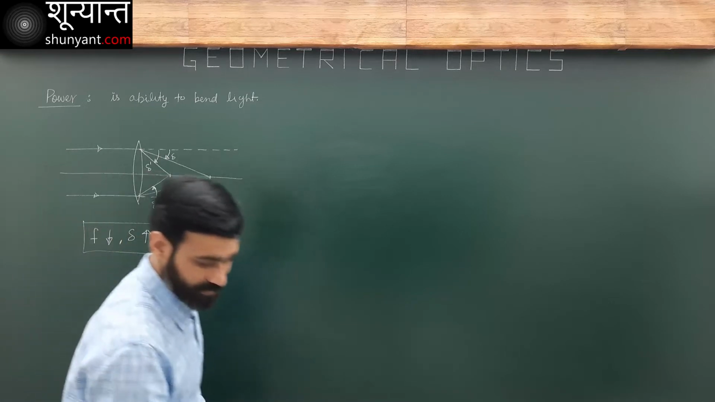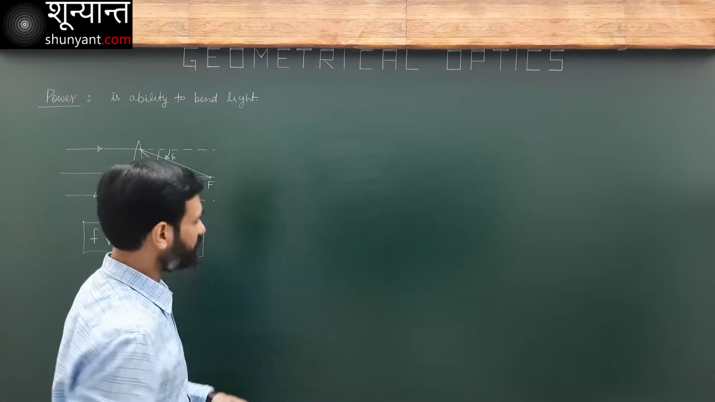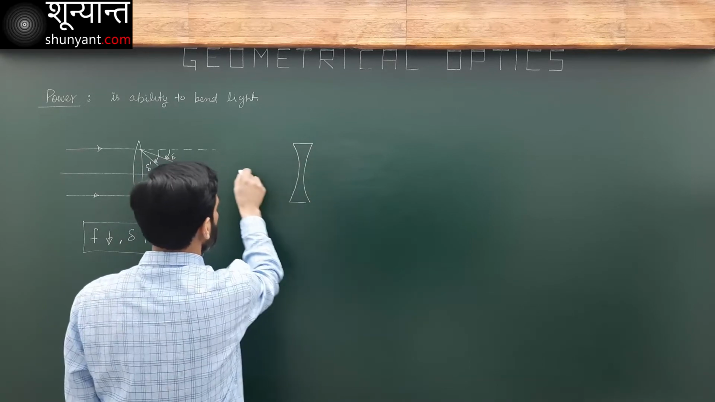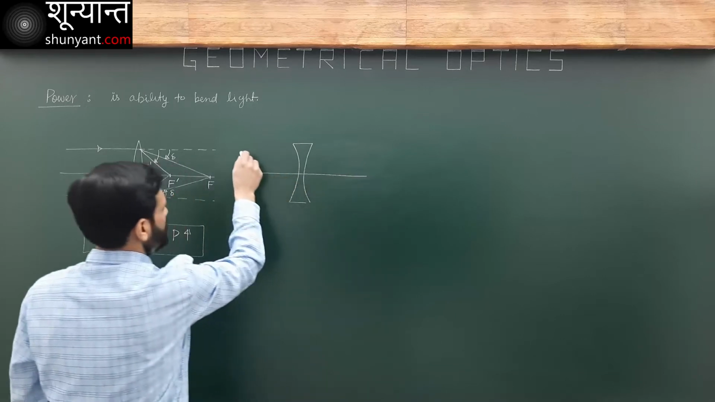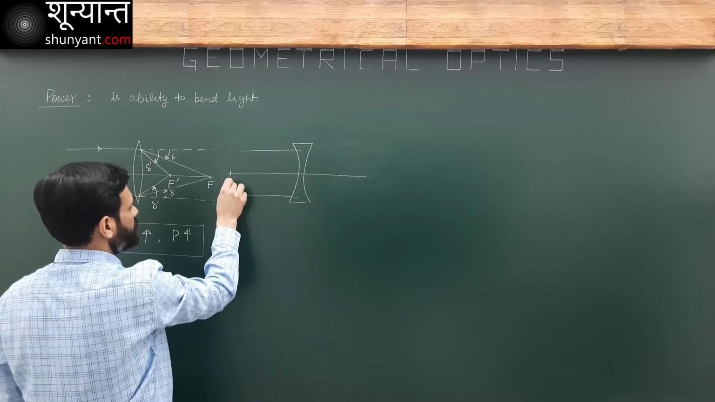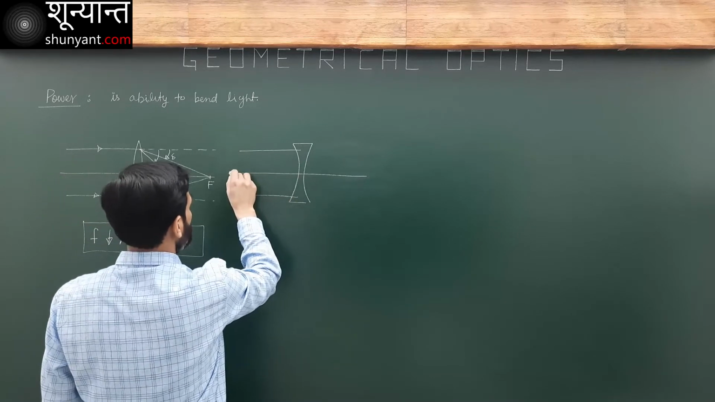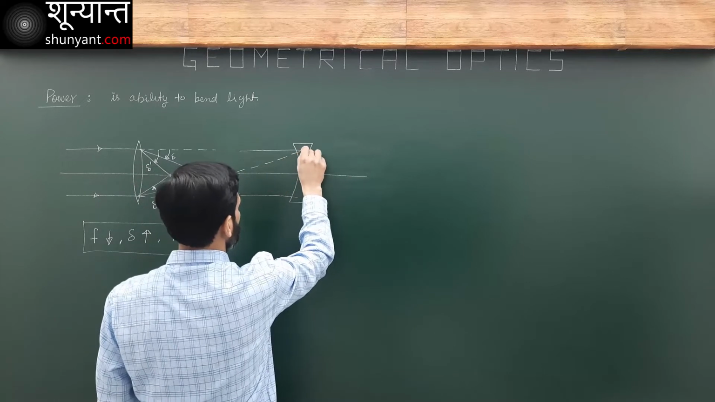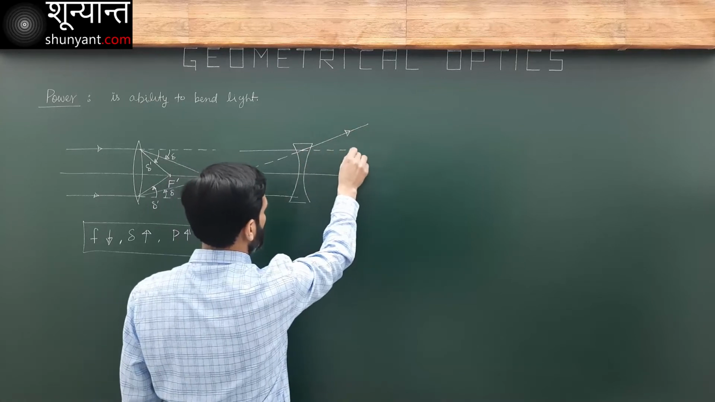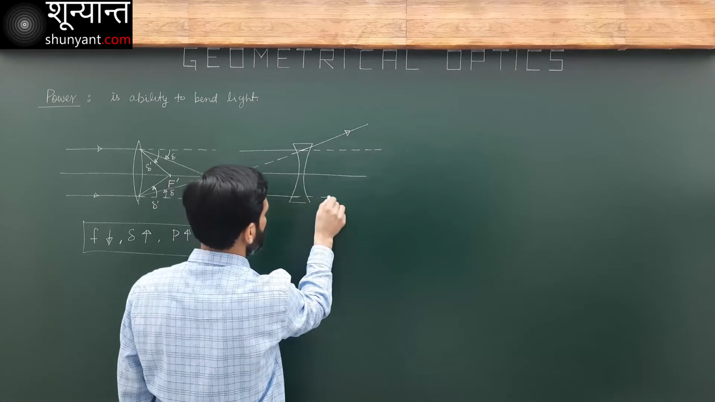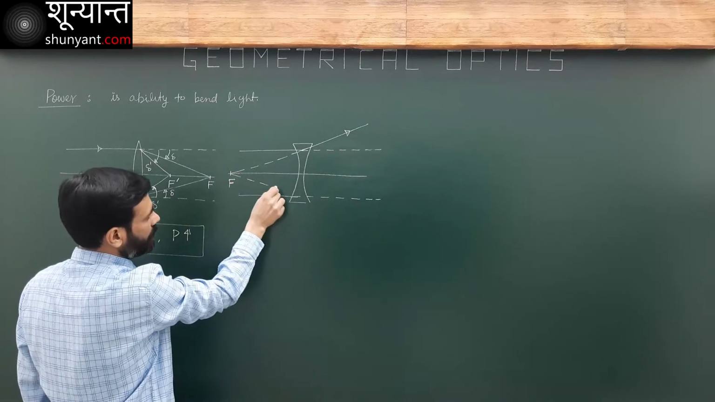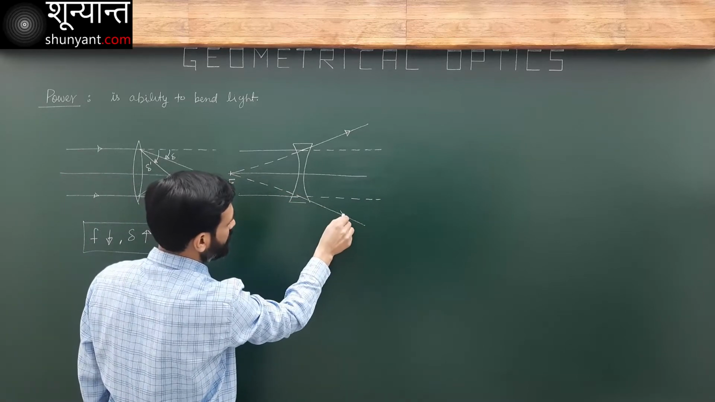The same thing happens with a concave lens also, a diverging lens also. Let's say that I have this diverging lens. There is the same relationship. I have this light ray. Let's say that this is my focus. The light rays after passing through this lens are going to be deviated like this. This is the original direction. That's how the light rays are going to diverge after passing through the lens.